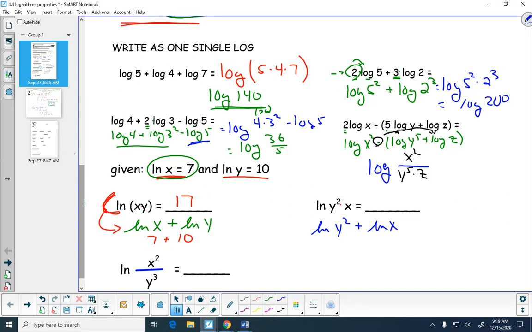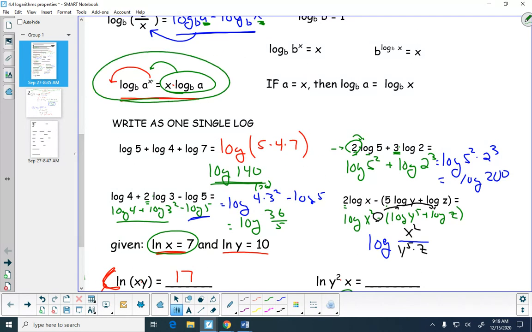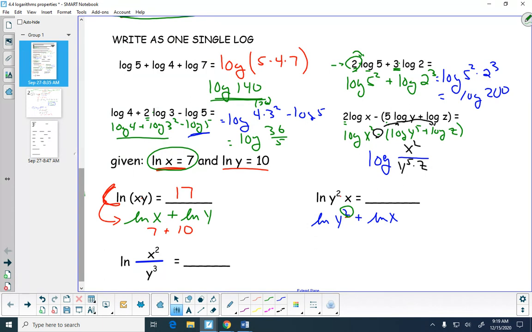Now let's take a look at that ln of y squared. That square term, Riley, what could we do with that exponent of 2 with the y? What could we do with this exponent of 2? Now, what was our exponent rule? When we have an exponent, what can we do with this exponent with our logarithm? Would you cancel it out? Not canceled out. Where can we put this? Oh, in front? In front. So we have 2 ln of y plus the ln of x.